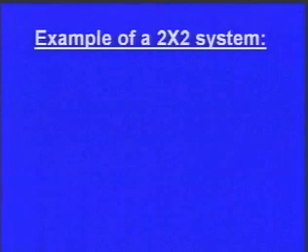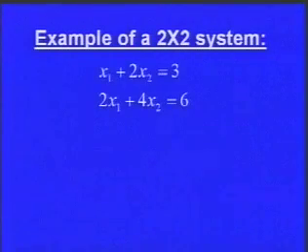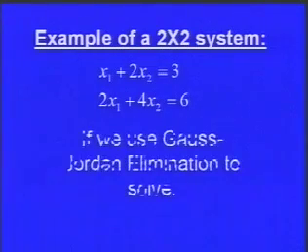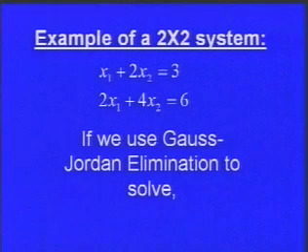As we said, this section is mostly going to look at what happens when you have that infinitely many solutions situation. So let's look at this 2x2 system. It's called 2x2 because we have two variables and two equations. It's x1 plus 2x2 is equal to 3, and 2x1 plus 4x2 is equal to 6.